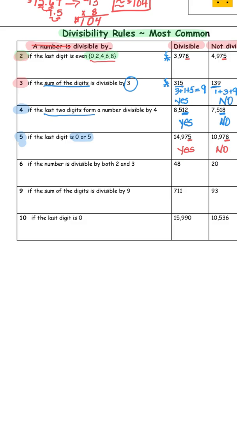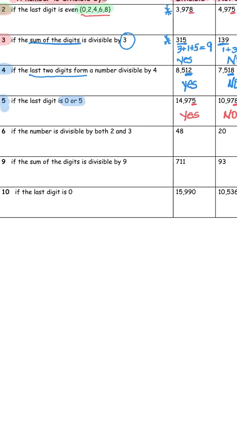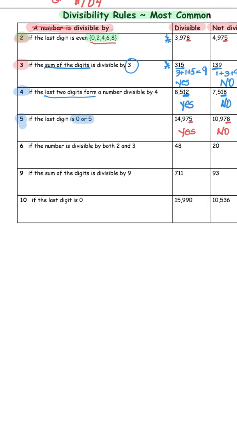Let's look at the next one, 6. This one is a little bit tricky. It says, if the number is divisible by both 2 and 3, that number is divisible by 6. So for the 6th rule, we have 2 rules that we have to follow: if the number is divisible by both 2 and 3. That means that if it's just divisible by 2 and not 3, that number is not divisible by 6.